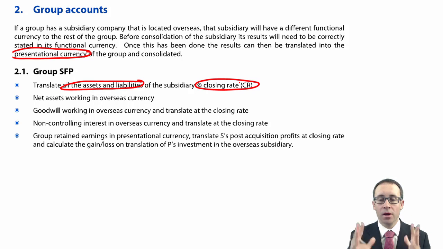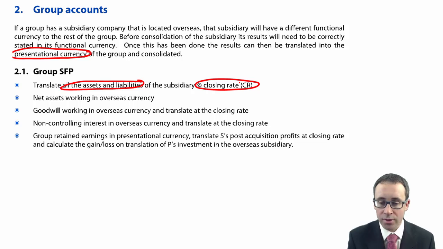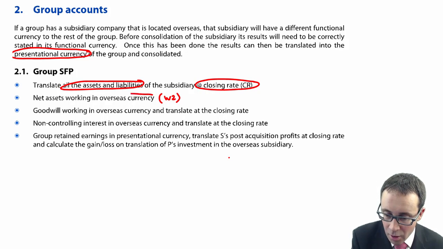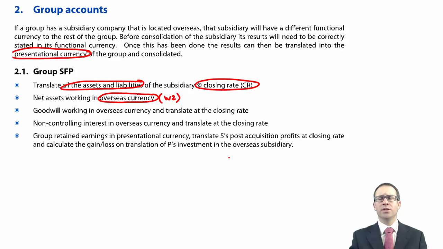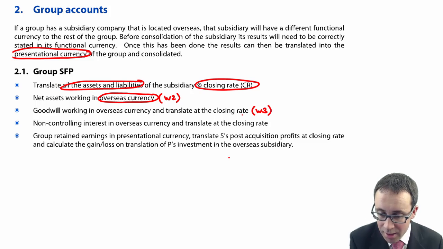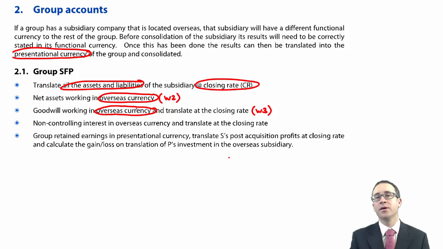Nice and straightforward. What we then need to do is investigate the workings ever so slightly, because when you look at the net assets working of the subsidiary, working number 2, that needs to be done in the overseas currency, because the subsidiary is an overseas asset, so let's work it in the overseas currency first. Then we think about goodwill. Again, goodwill is an asset of the subsidiary, isn't it? So it only seems right that when you're thinking about working number 3, you work it out first of all in the overseas currency.